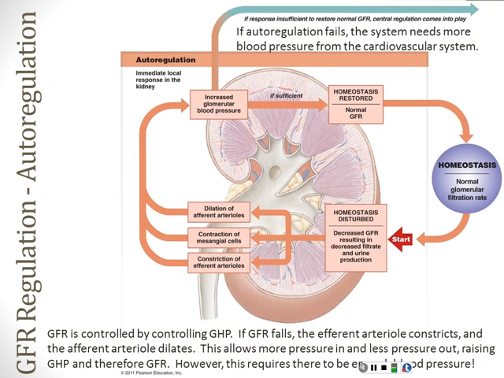So there are 2 layers of regulation of GFR. The first we call autoregulation, and that's because this is the kidney managing itself. So the brain is not involved, no other organ is involved, so we call it auto. Auto is self, regulation is control, so autoregulation.